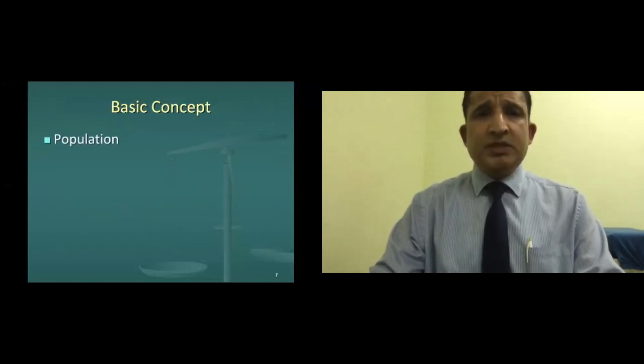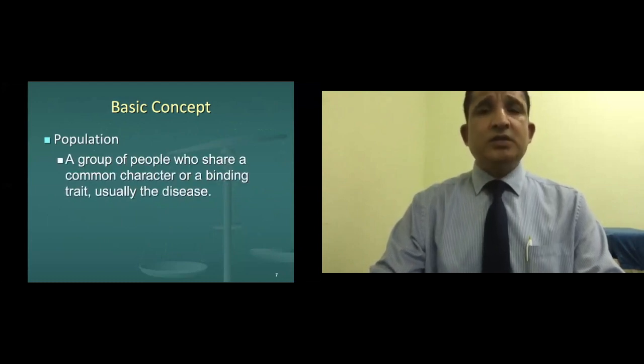Same thing applies in the principle of statistics. Let's go through a few basic concepts of defining certain parameters. Population is defined as a group of people who share a common character or binding trait, usually a disease. This is what the target population is.